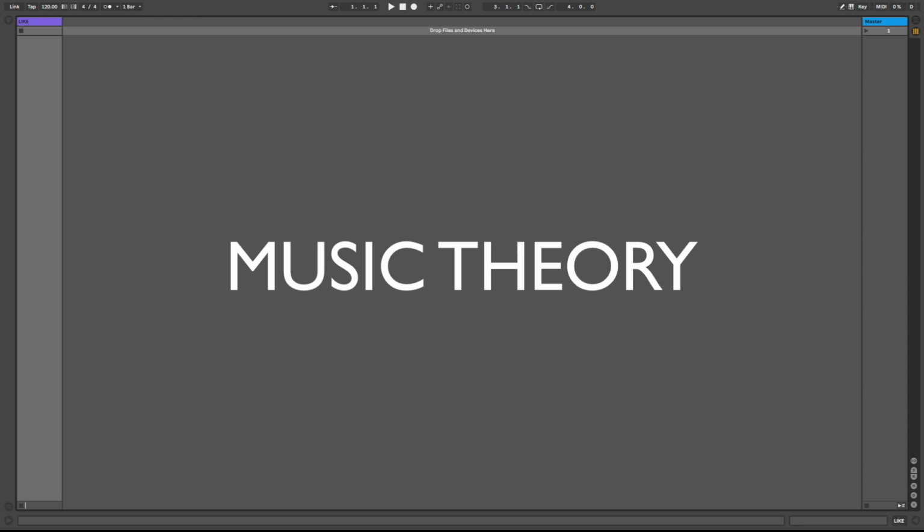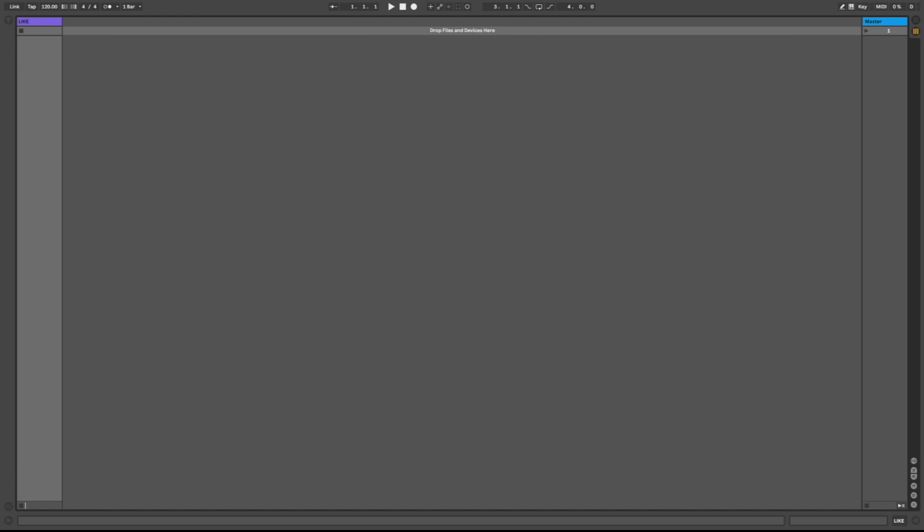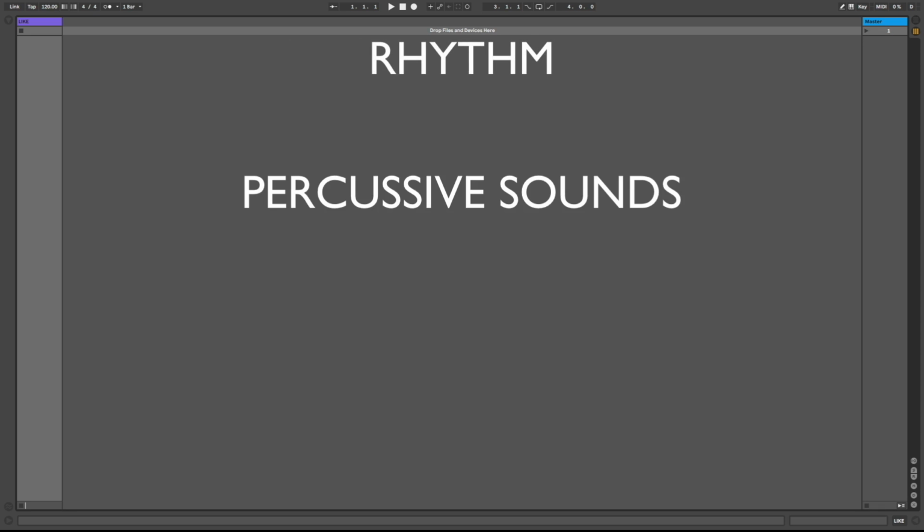Now that you understand what tempo and time signature is, we will look at the three different building blocks of music. Now, the three different building blocks of music are 1. Rhythm, 2. Harmony, and 3. Melody.